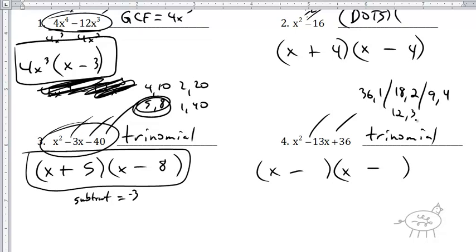Okay, so which ones add because they're the same sign? So you have to add. Which one adds to give you 13? Well, 9 plus 4 does. So it's 9 and 4. They're both negative, so you don't have to worry about the sign. Okay, x minus 9, x minus 4.